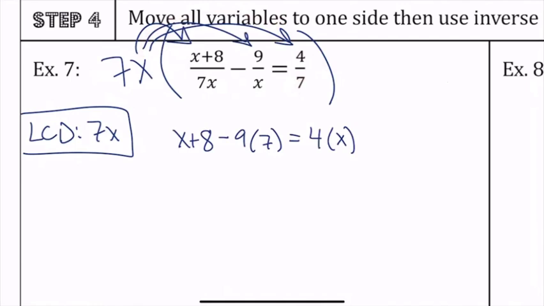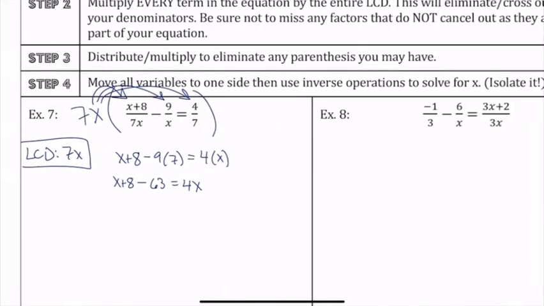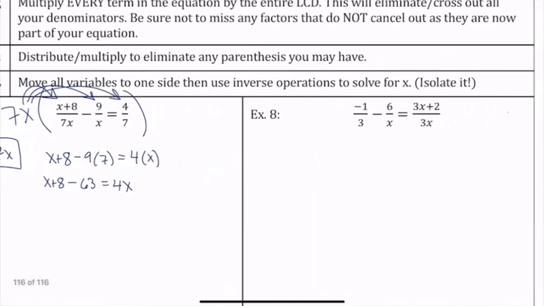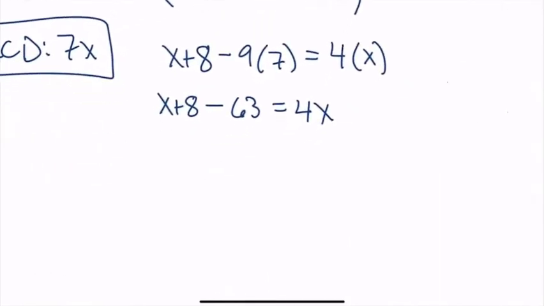Now I'm just going to simplify where I can. So I have x plus 8 minus 9 times 7 is 63. 4 times x is 4x. Okay, we just finished up 3. It was distribute to get rid of our parentheses. And then step 4, move all variables to one side, then use inverse operations to solve for x so you can isolate. So I'm going to move all my variables to one side.